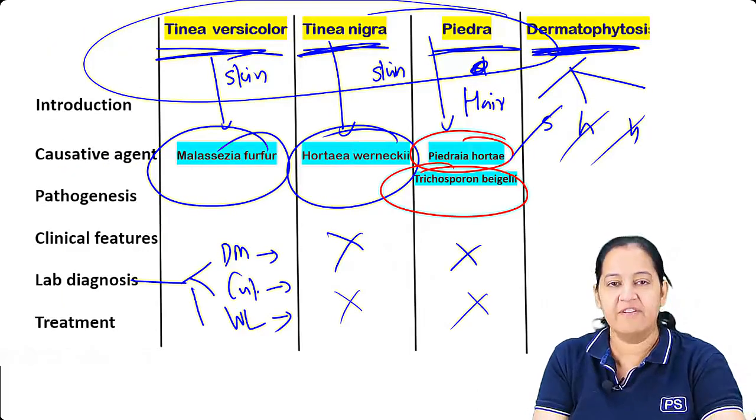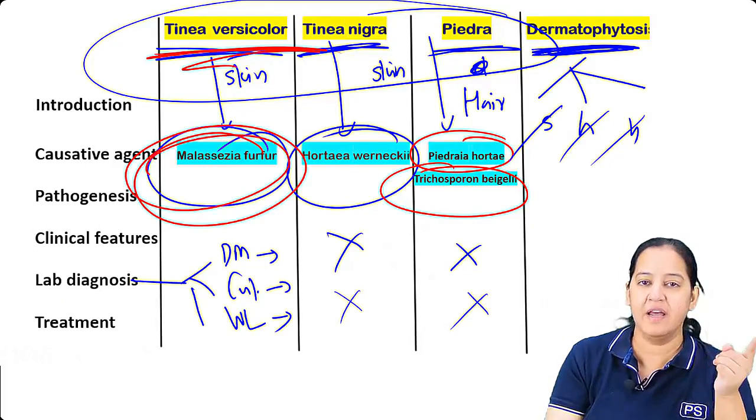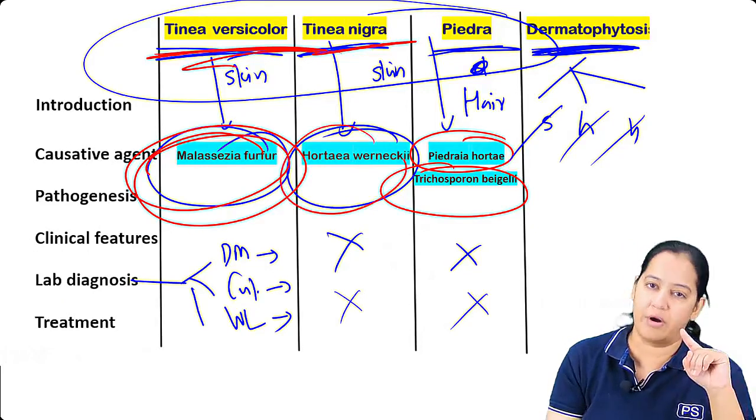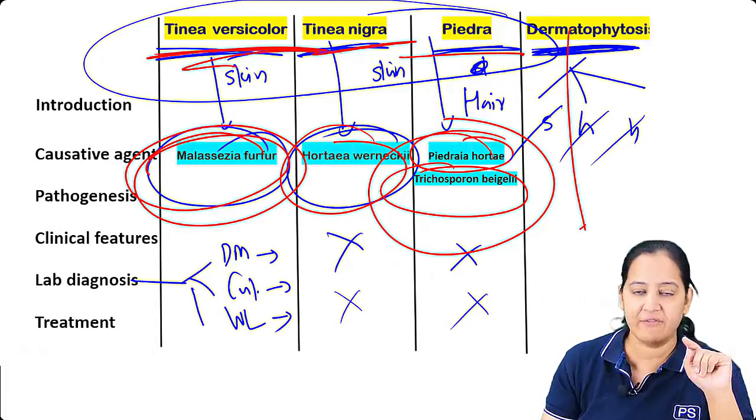As I told you, Tinea versicolor, the corresponding fungus is Malassezia furfur. Tinea nigra, it's a disease. The fungus is Hortaea werneckii. Piedra, you know the two fungus which is causing black piedra. So here we have three different fungus.